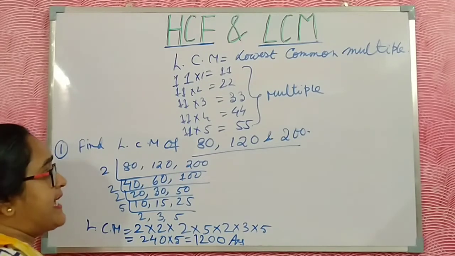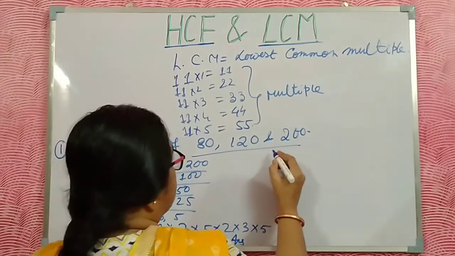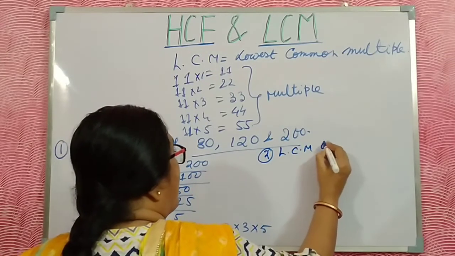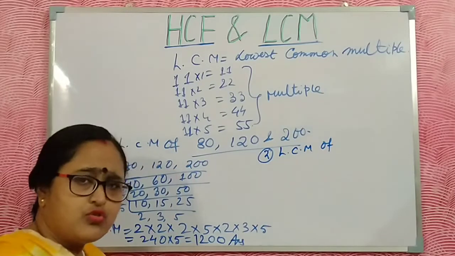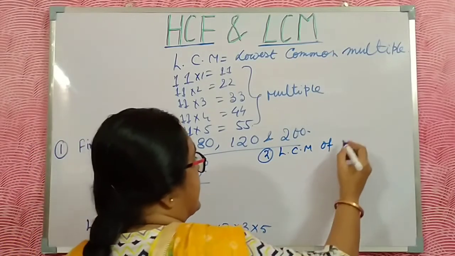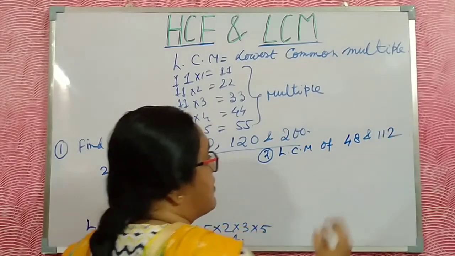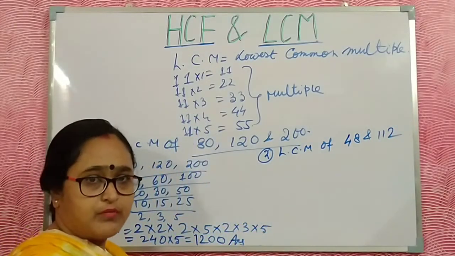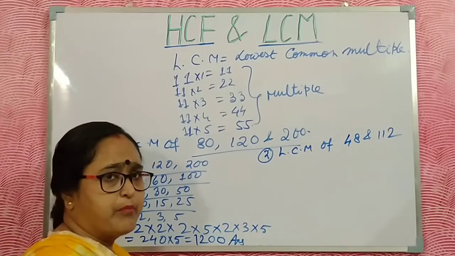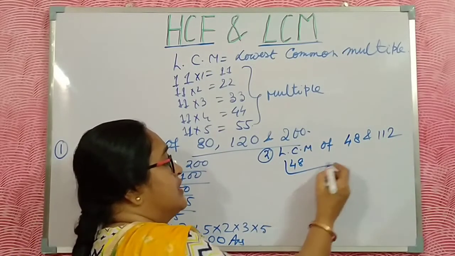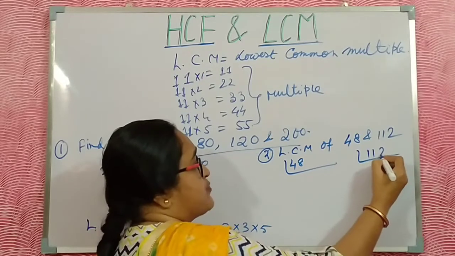Okay. Now I take another example to find the LCM of two small numbers. I take 48 and 112. Now you can do it by any process, this process also.